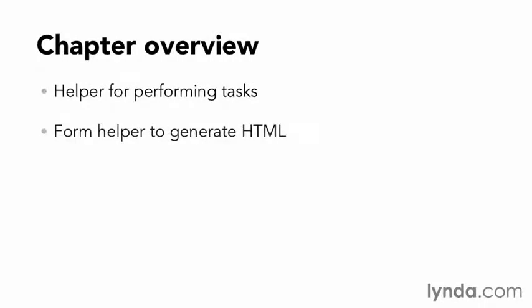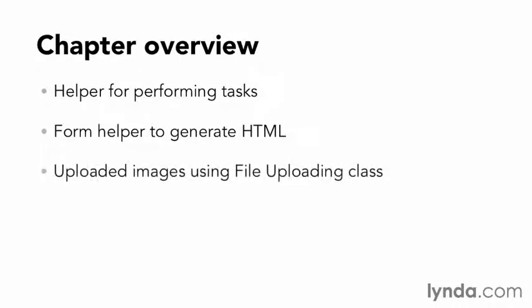In this chapter, I discussed how to use a helper to perform tasks, then demonstrated how to use the form helper to save a lot of time by generating HTML forms. I then delved into uploading images using the file uploading class, then finally, viewed and deleted magazines. That's a lot of functionality that I've covered throughout this course. So, where to go from here?